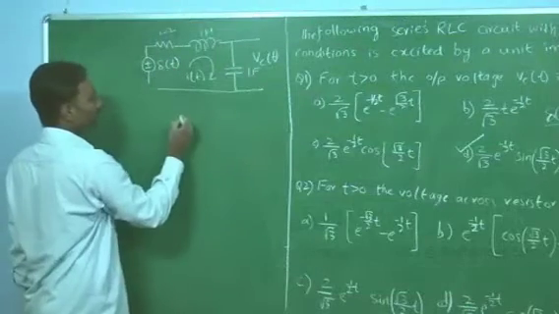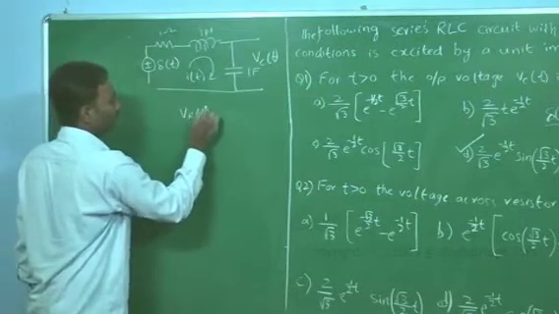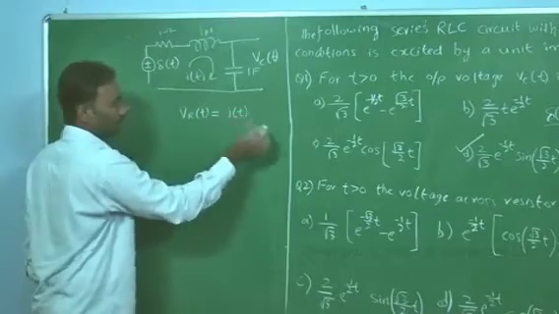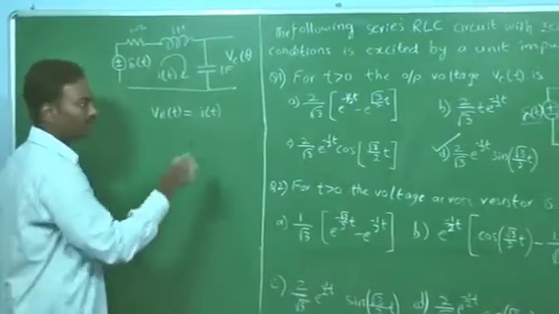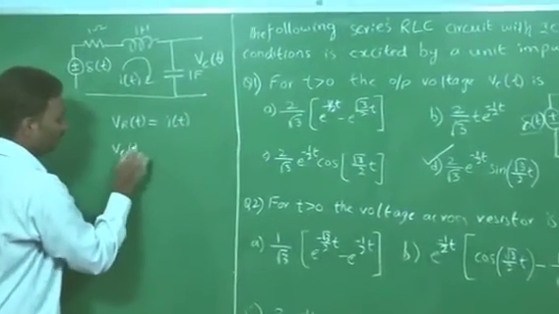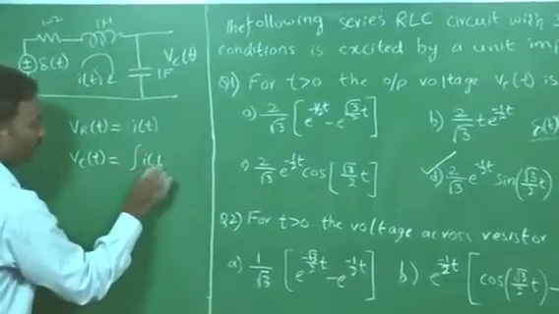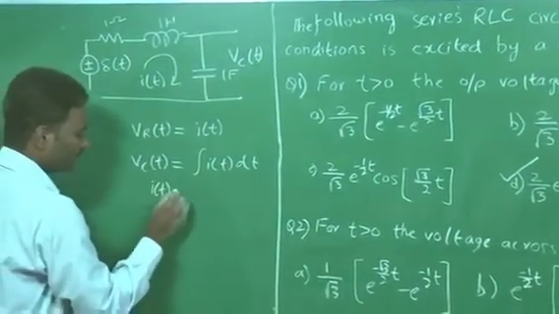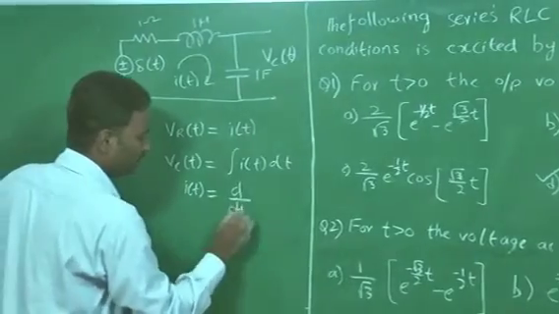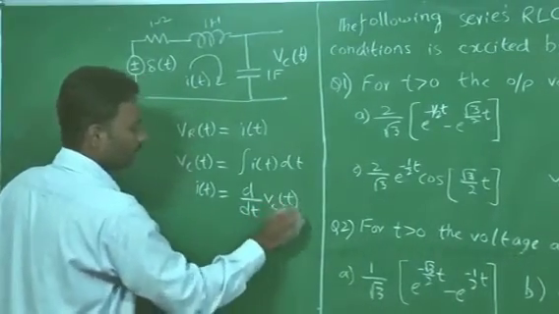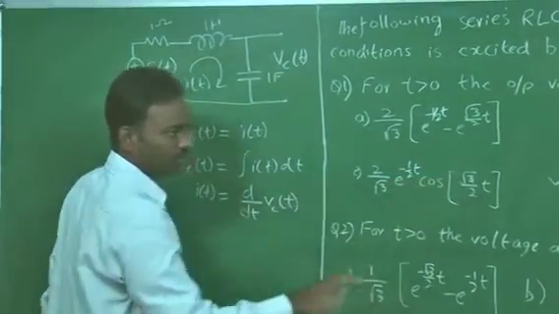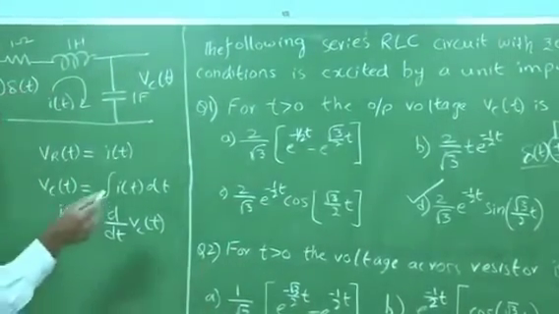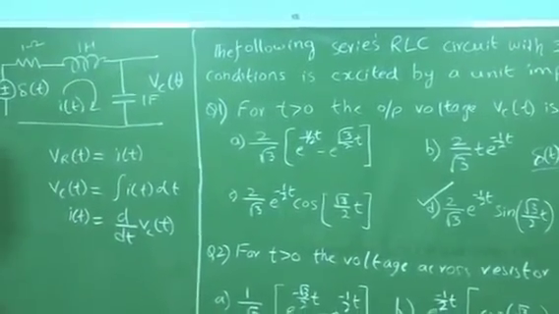In the second question, we are asked to find the voltage across the resistor. The voltage across the resistor is VR(t), which is 1 ohm times the current i(t). In the previous question, we calculated the voltage across the capacitor, Vc(t), which is the integral of i(t) dt. From here, we can find i(t) as the derivative of Vc(t) with respect to t. We know Vc(t) is 2/√3 e^(-t/2) sin(√3/2 t). By differentiating that function, we will get the voltage across the resistor.